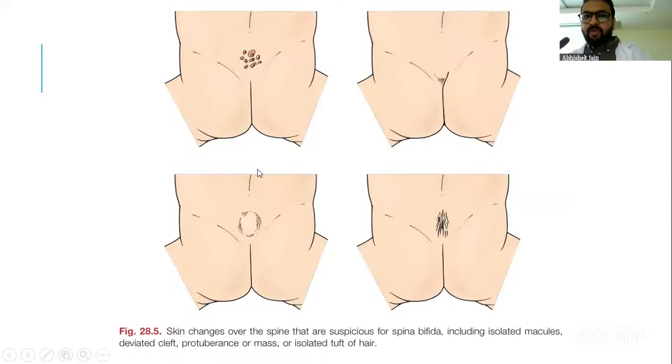For neural tube defects, the skin changes may range from a dimple more than 2.5 centimeters from the anus, macules, a deviated gluteal cleft, a mass, or a tuft of hair, which is considered high risk.